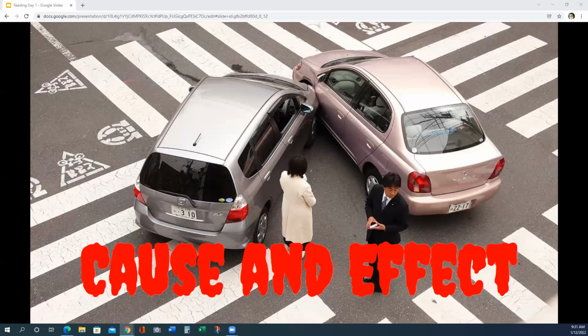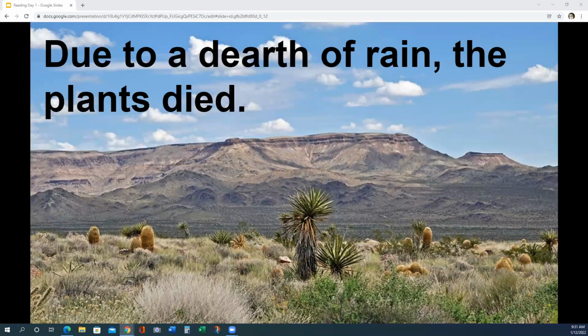That is cause and effect. Let's talk about how cause and effect can help us determine word meaning. So look at this sentence. Due to a dearth of rain, the plants died. Okay, what does dearth mean? I don't know. Never heard that word before in my life.